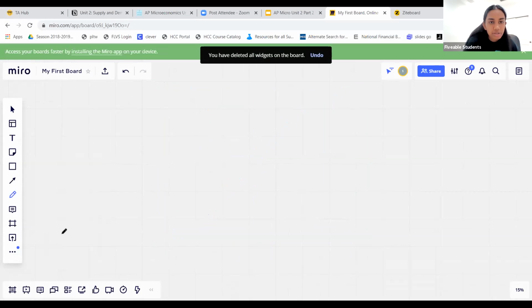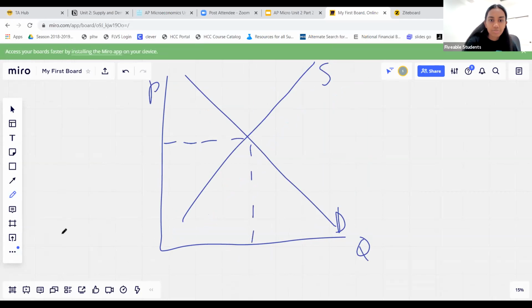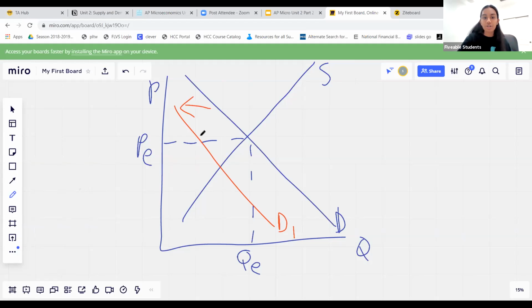Okay, so always make sure to label your axes. So let's just use the dairy milk example that we were going with. So we said that demand would shift left because consumers are starting to prefer less of the dairy milk and they're looking for other substitute goods instead. So that means our new demand curve would be right here, for example. And remember to draw this arrow to show the direction of the shift.